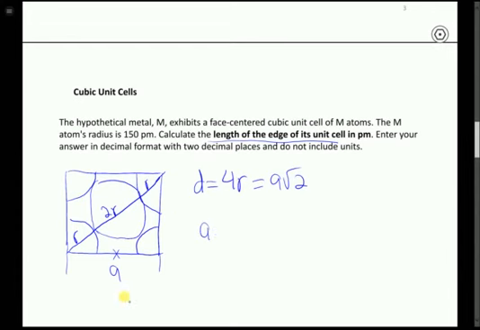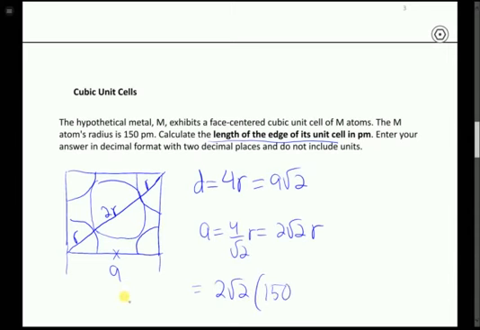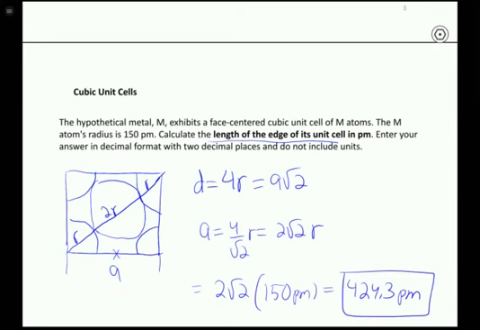So here we're solving for A, which is the length of the edge. That's what A represents. So A is going to be 4 over radical 2 times R, which is 2 radical 2 times R. And so what we get then is 2 radical 2 times the radius, which is 150, which is 424.3 picometers. Alright, so again, it's using relationships between the side length, the radius, a little bit of geometry to get the relationship between the side length and the atomic radius. Those last two questions are more details than we'll need for the exam, but I think it does help to really think about these structures in detail as we evaluate some of the things about them that we are expected to know.